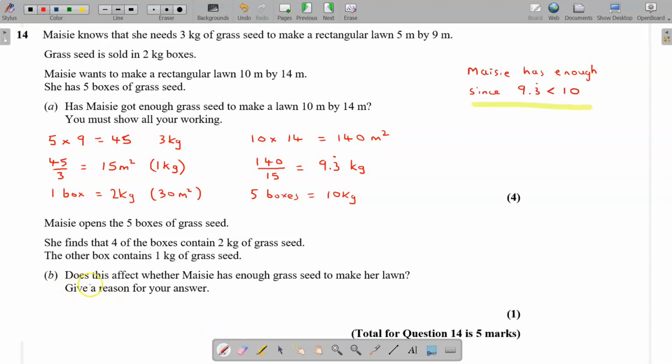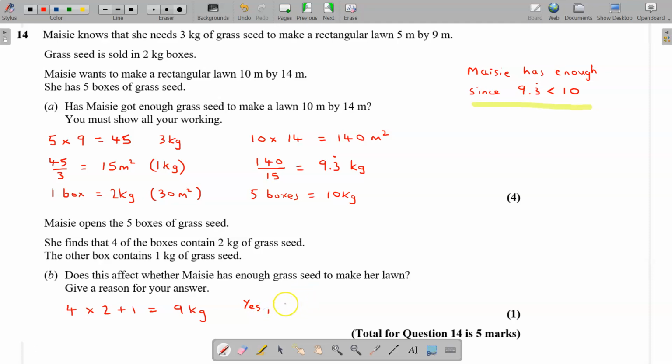Now in part B, does this affect whether Macy has enough grass seed to make her own lawn? And that's because she's now found that one of the boxes only contained 1 kilogram of seed. So I'm going to say I've got 4 boxes of 2. 4 times 2 plus 1 equals 9 kilograms. So she's a kilogram short. So the answer is, does this affect whether she has enough grass? Yes, it does affect it.